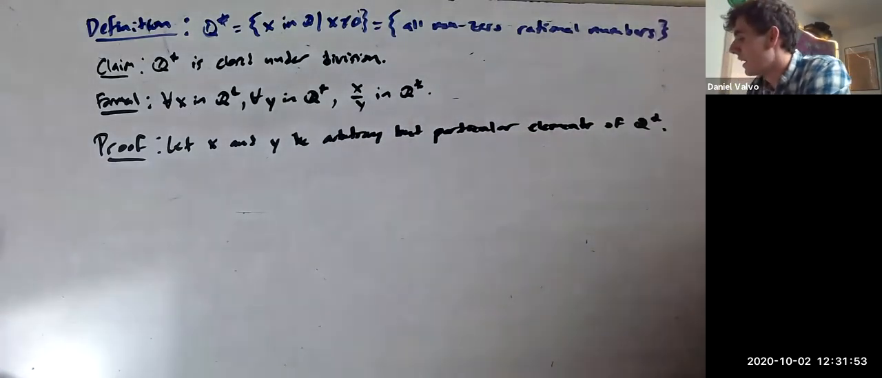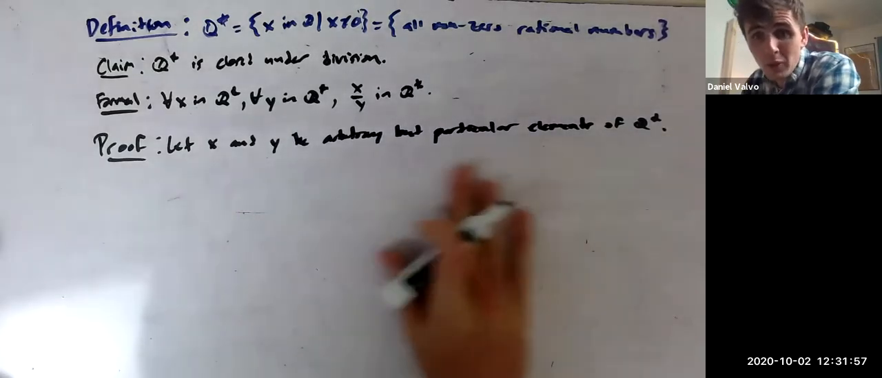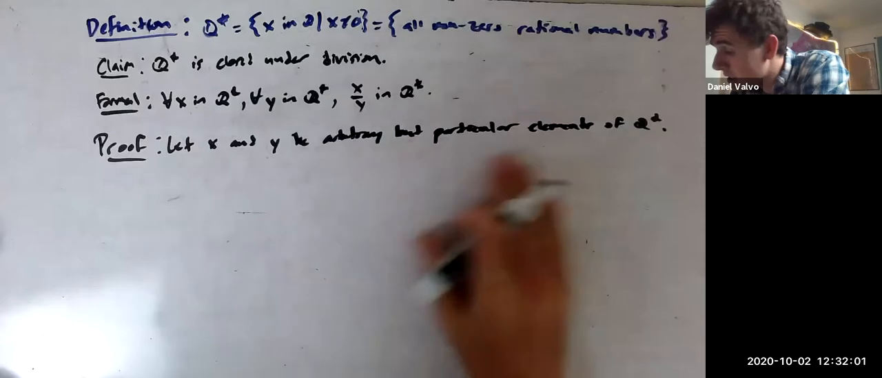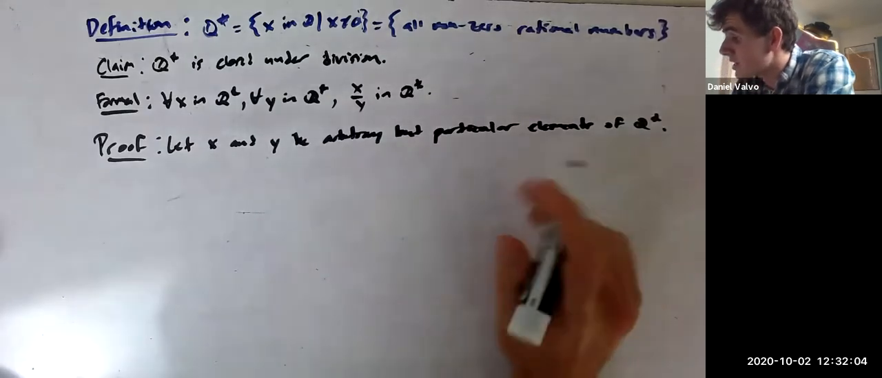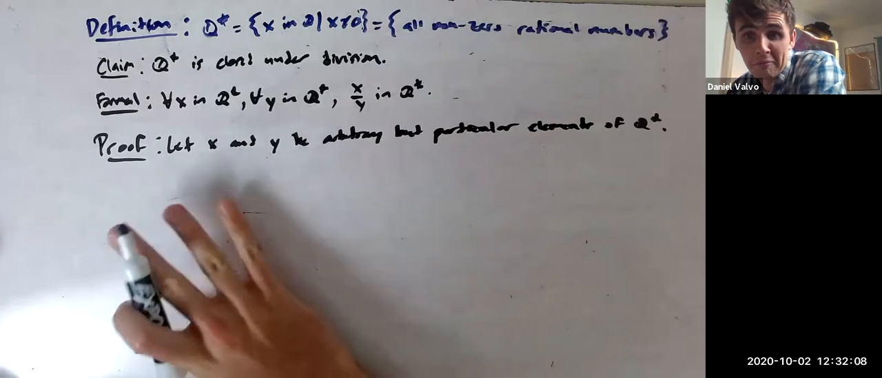But anyway, yes, this is the setup. So x and y are particular but arbitrary elements of Q star. And we're trying to prove that just this property of them being in Q star is going to lead to x over y necessarily also being in Q star.